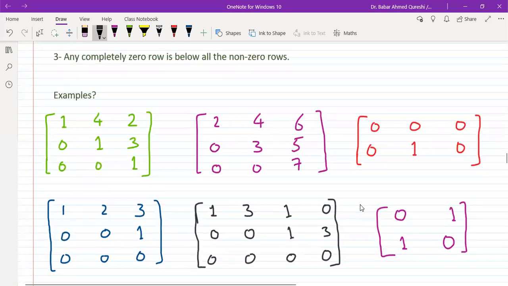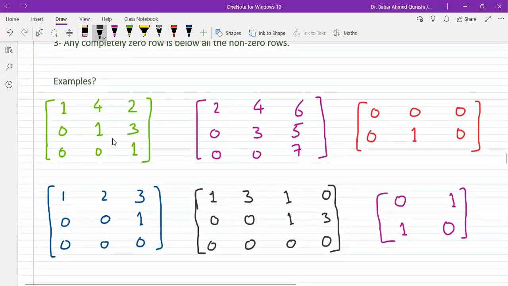So let's look at some examples. The first one, is this in row echelon form? Each row starts with 1. So the first property is yes. This guy has one leading zero, and this guy has no leading zero. The row below it has one leading zero, and the row below that has two leading zeros. So all three properties are fulfilled because it has no completely zero rows. So this is row echelon.